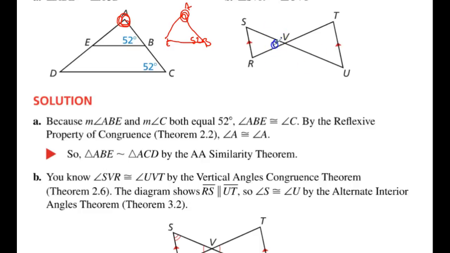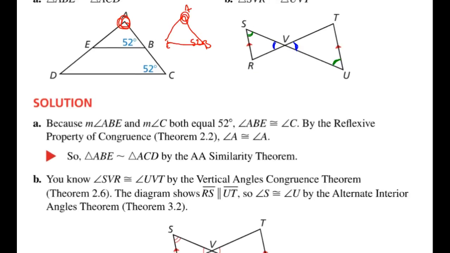So angle SVR, this one right here, and angle UVT right here are congruent because they're vertical angles, right? They're across from an intersection point. I'm also told that these lines are parallel by these arrows, so that tells me some more about these angles. So I know that angle S is congruent to angle U, right? Because they are alternate interior angles.